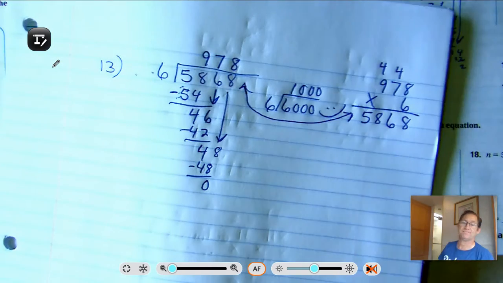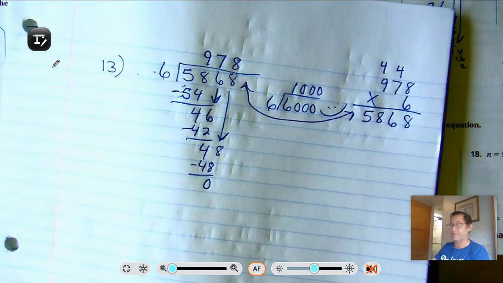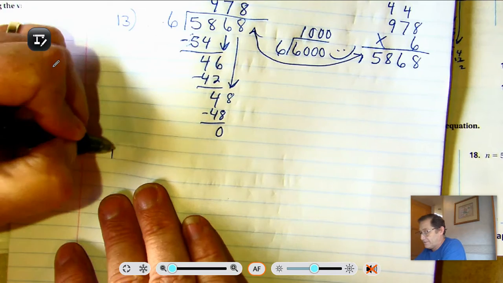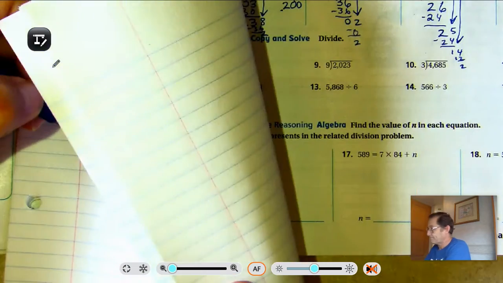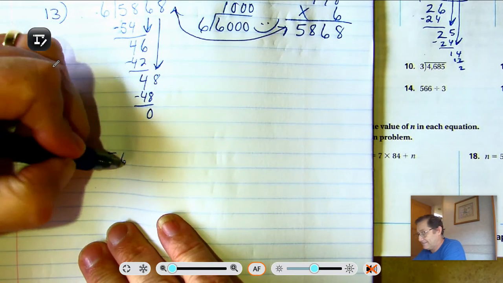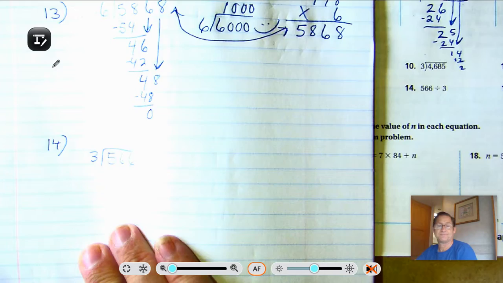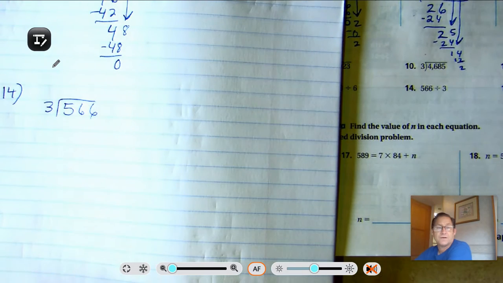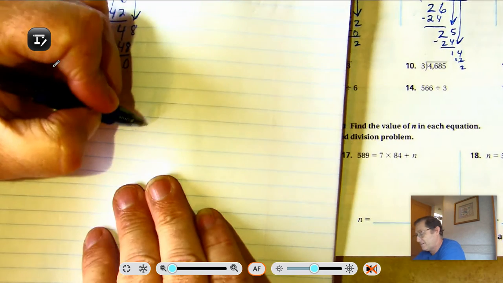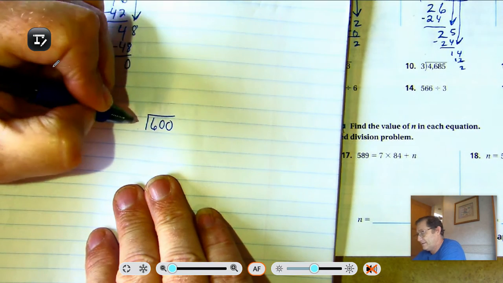Okay, they do match. So 978 should be my answer to number 13. Number 14, we have 566 divided by 3. All right, multiples of 3 are 3, 6, 9. Which one of those is closest to 5? 3 or 6? 6 is. So let's change 566 to 600 and divide by 3.